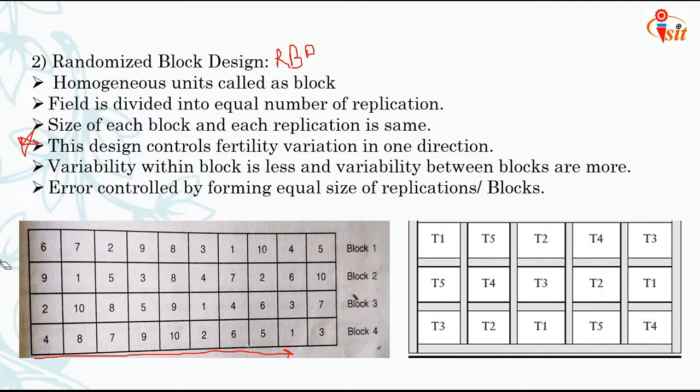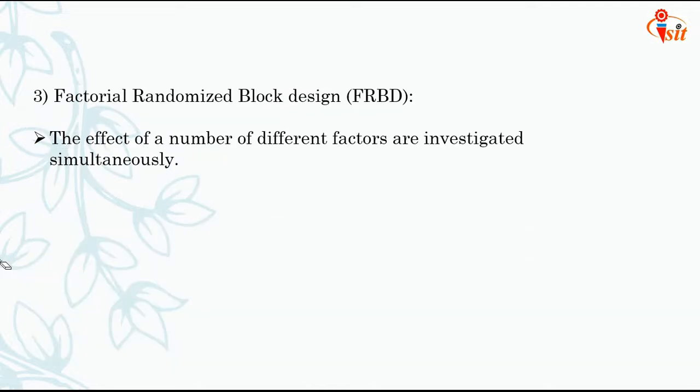Then randomized block design. Here homogeneous blocks are formed. The variation within a block is minimum, and the variation between the blocks is more. It controls the fertility variation in one direction, and the error is controlled by making equal-sized replications and equal-sized blocks.